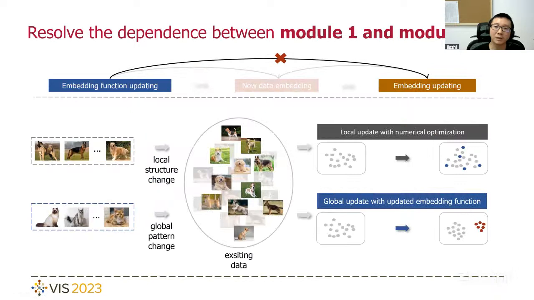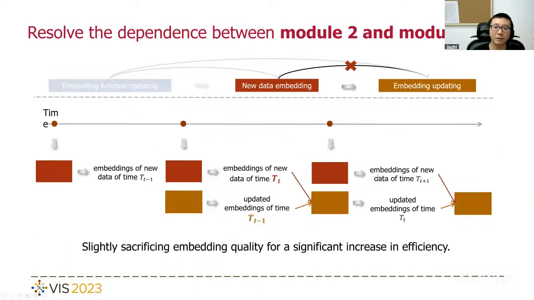Similarly, because computing a new embedding function is time-consuming for streaming data analysis, we detect whether a global pattern change has happened. If not, we only update the embedding locally without updating the embedding function. Third, updating the embedding is also time-consuming. We cannot afford the time cost to recompute the embedding of all data points when each new data point comes.